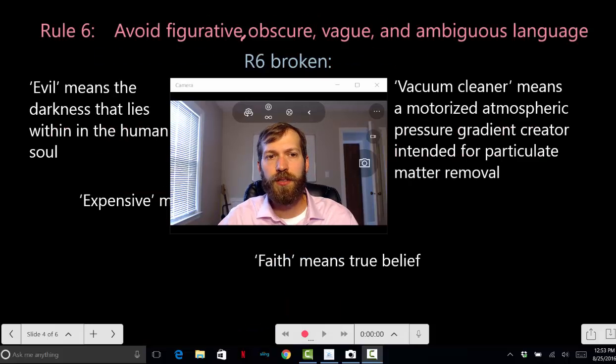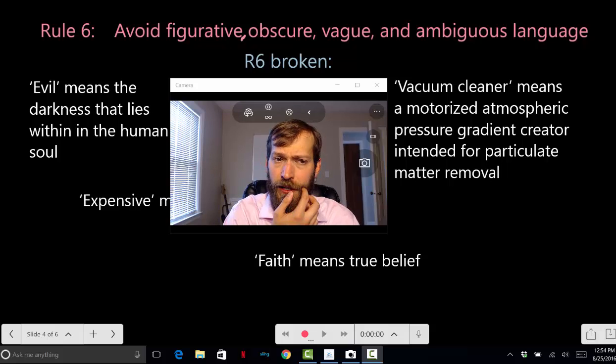Our next rule tells us that we want to avoid figurative, obscure, vague, and ambiguous language. And again, this has to do with the fact that we want our lexical definitions to be informative. They're of no help or no use in clarifying what a term means and how it's supposed to be used if it's unclear, right? If it's not going to be informative to a person. So here's some examples of Rule 6 being broken.